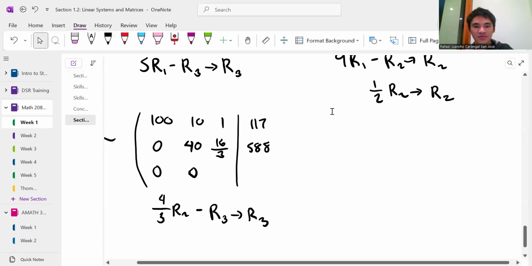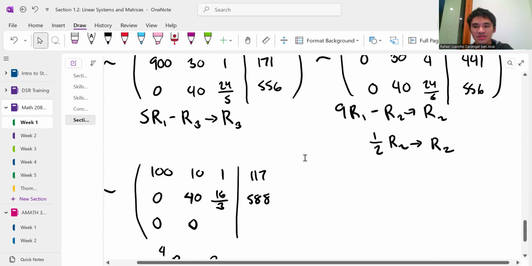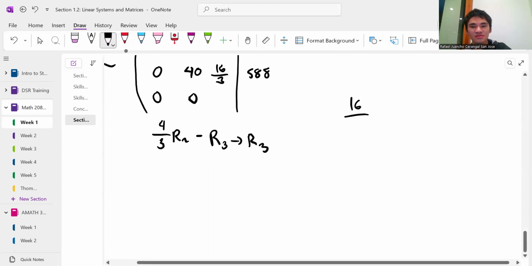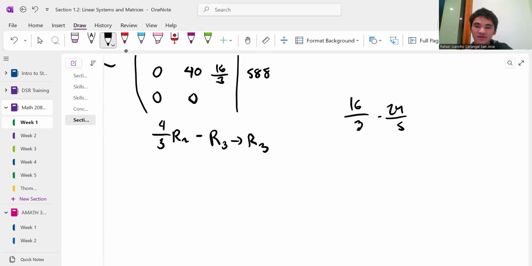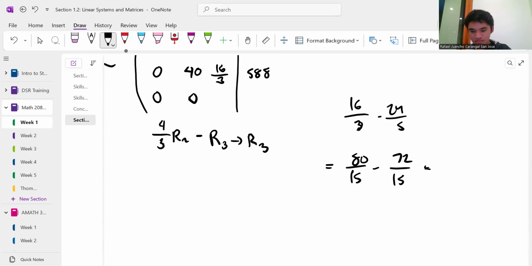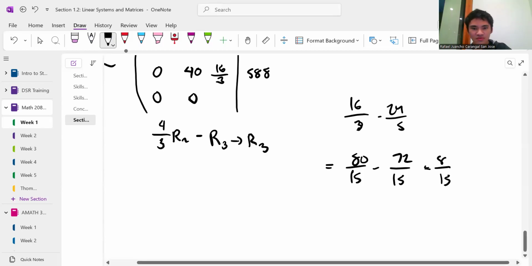I could keep row 3. No, actually, no. 16/3 minus 24 over 5. What do I do with that? Well, you want to find a common denominator. All I can think of is 15. So multiply all of these by 5. Yeah, just some fraction stuff. Times 3. 8 over 15. So it's not a bad number.